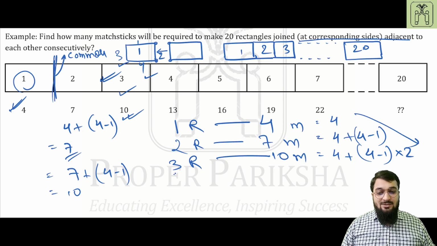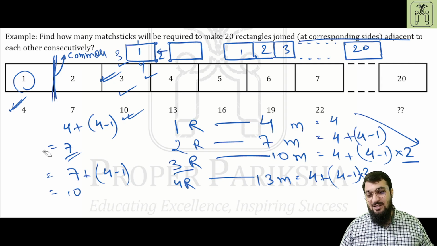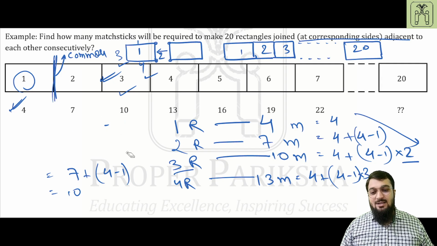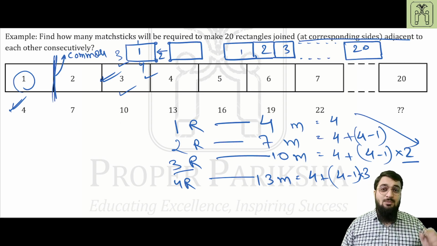And when there are 3 rectangles, the number that is multiplied by is 2. When we have 4 rectangles, the number that will be multiplied by is 4 plus (4 minus 1) into 3. So what is the relation? The relation is that we can finally write that the number of rectangles that are to be made will have one less number which will be multiplied.